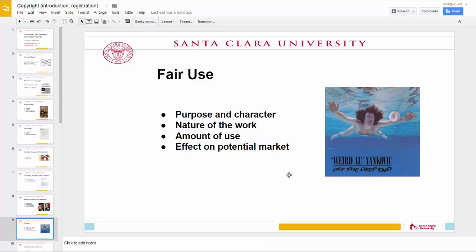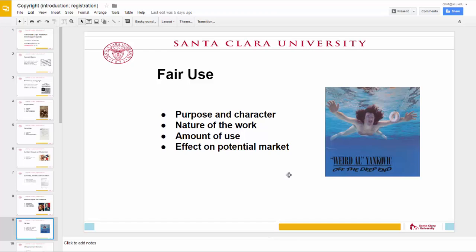Fair use has some basic elements that are generally recognized by the courts as required for use to be permissible. And that is the purpose and character of the use, the nature of the work, the amount of the copyrighted work that is used, and its effect on a potential market.